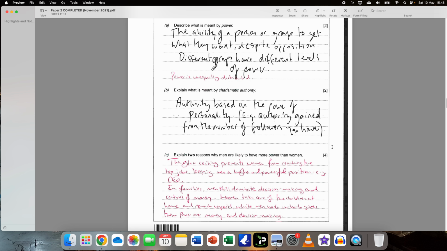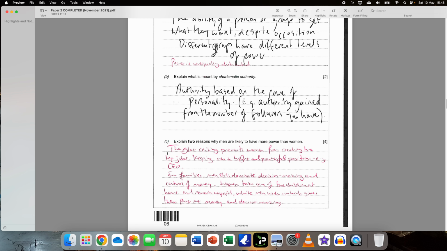So this one happens to be question number 4 in the revision booklet. Same question. Explain 2 reasons why men are likely to have more power than women. And all I've done is just copied out the reason and put it into a paragraph or 2 paragraphs. Reason number 1, that men have more power than women. The glass ceiling prevents women from reaching the top jobs, keeping men in higher and powerful positions, for example, CEOs.